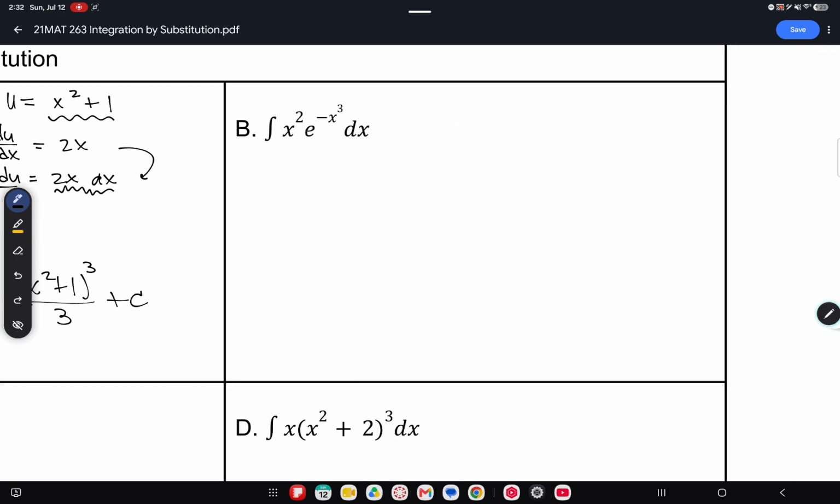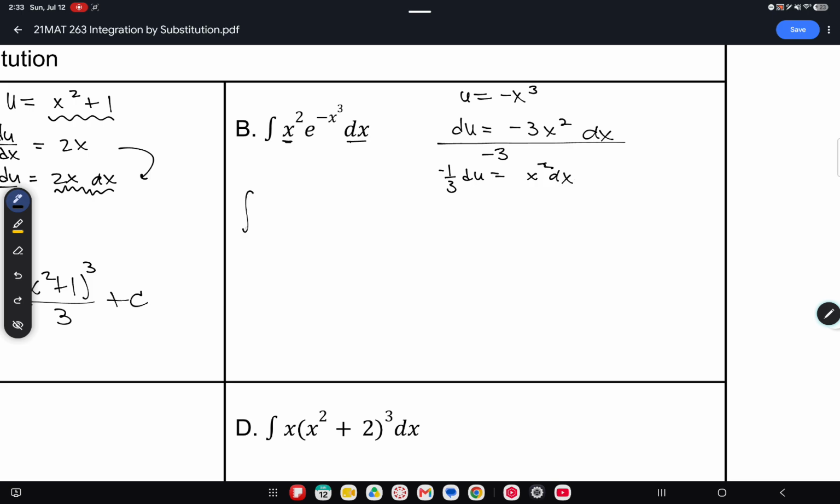So let's do another one. I don't have any groupings, so I like to try the exponent. So I'm going to let u be negative x cubed. If I do a derivative, du is negative 3x squared dx. Now it's close to what I have, right? I have an x squared dx. So what I have here is a little bit of an issue. I have negative 3 times all that. So I can just divide both sides by negative 3, and then I'll have negative 1/3 du is x squared dx. And I can do that substitution.